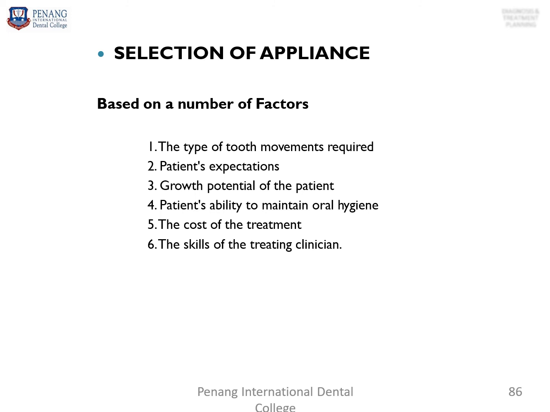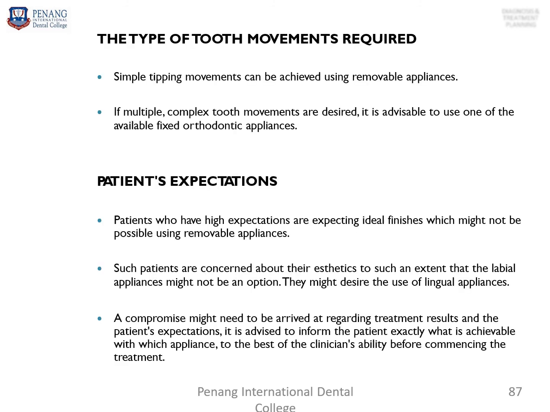So, selection of appliance. How do you select an appliance? It is based on a number of factors: the type of tooth movement required, patient expectations, growth potential, the patient's ability to maintain oral hygiene, cost, and the skills of the clinician. When I say type of movement required, simple tipping movements or simple malocclusions can be corrected using a removable appliance. Whereas if it is a complex malocclusion, you must know whether you want to give fixed orthodontic treatment, or go for surgery.